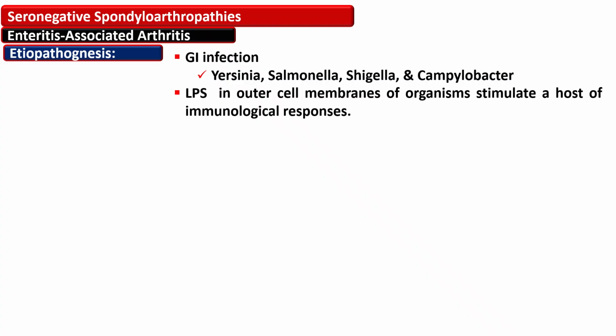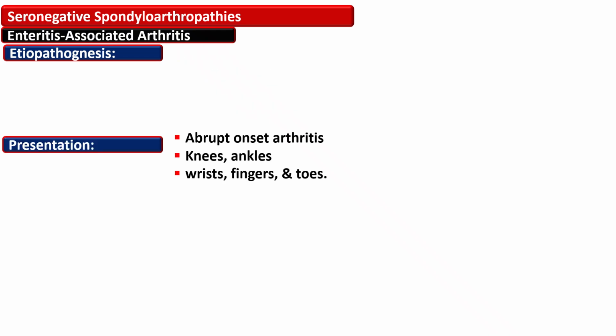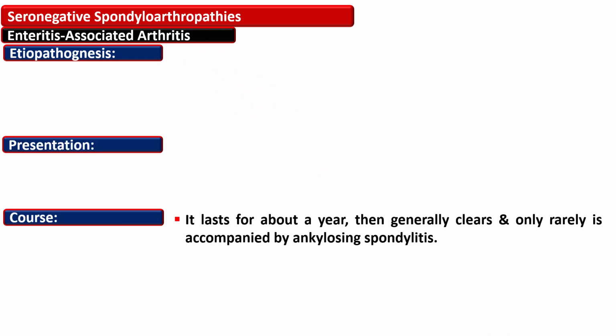Enteritis-associated arthritis is one of the seronegative spondyloarthropathies, and it presents with abrupt onset of arthritis of the knee, ankle, wrist, finger and toe. It lasts for about 1 year and then generally subsides, and it is rarely accompanied by ankylosing spondylitis.